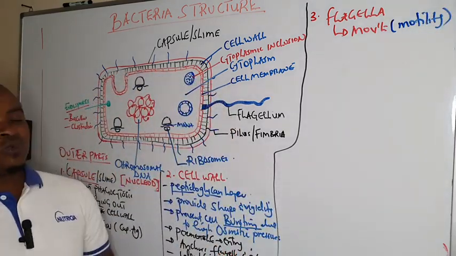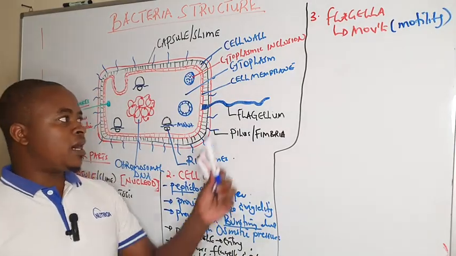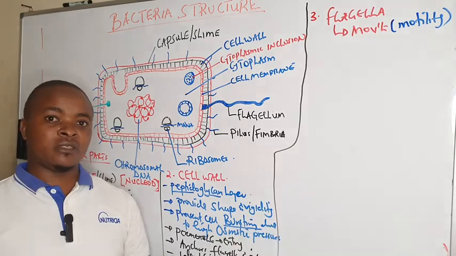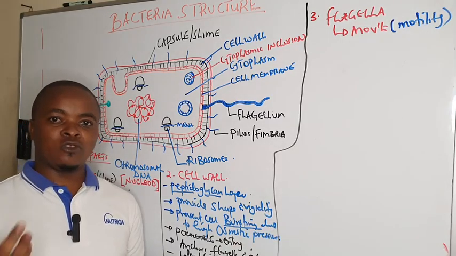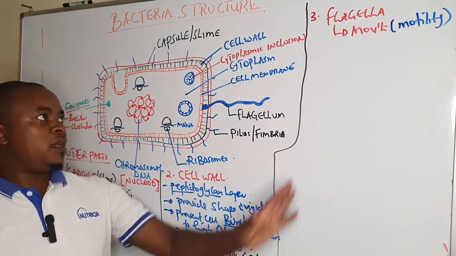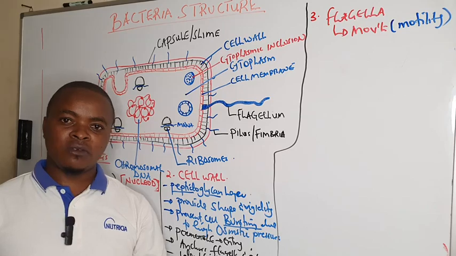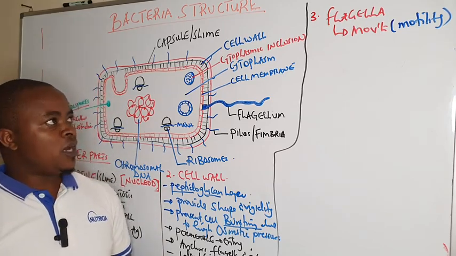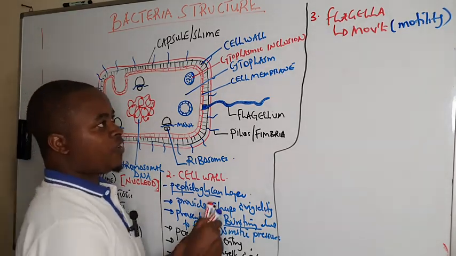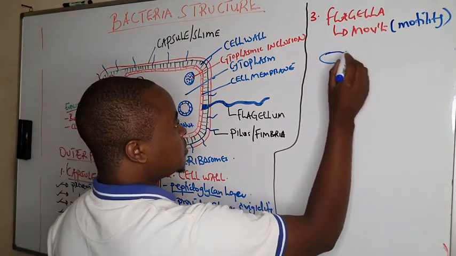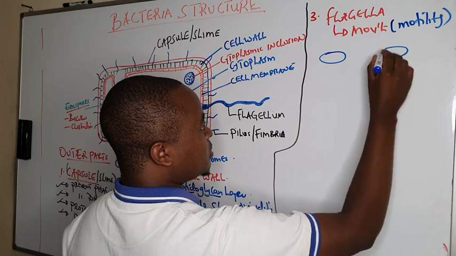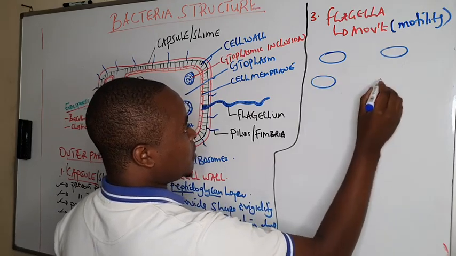So bacteria which are non-motile lack the flagella, whereas those with the flagella are able to move. So this enables us to classify bacteria into those which are non-motile and those which are motile. And some bacteria, if I have a bacteria like this, another one like this, another one like this.